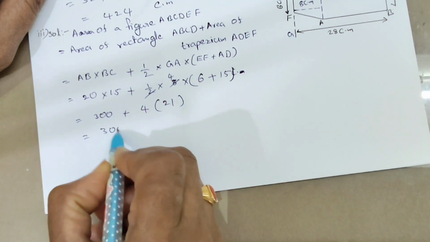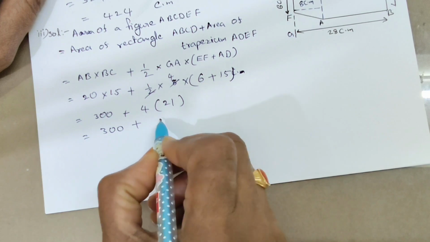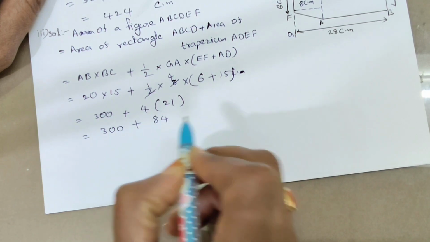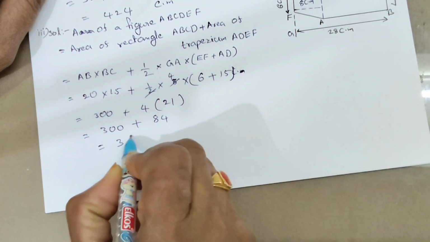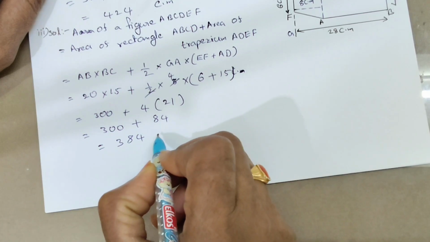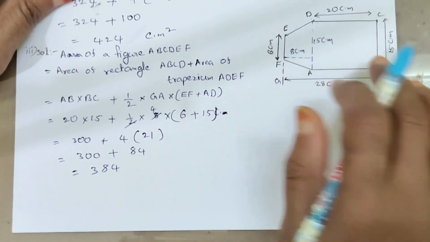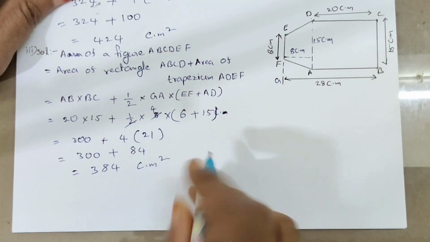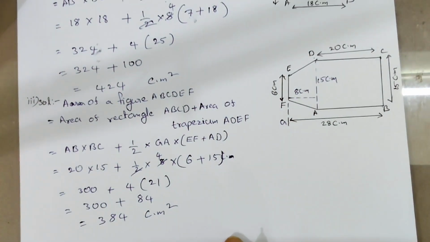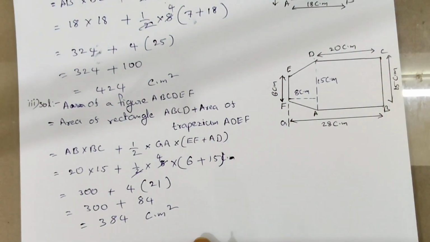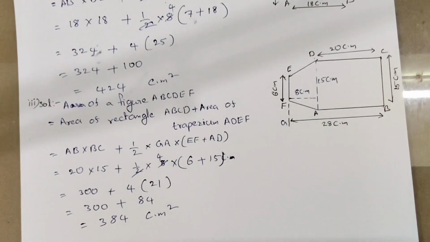So now here 300 plus 4 into 21. 4 2s are 8, 4 1s are 4. 84 is equal to 384. Here 384 is the complete area of this figure. Here centimeter square is the units. So the third one, we find the complete area. This is the complete third answer.